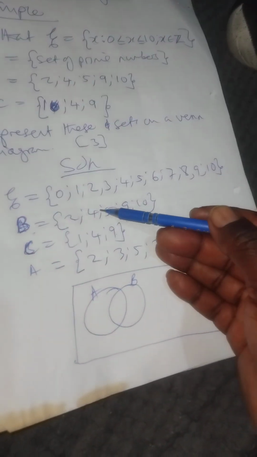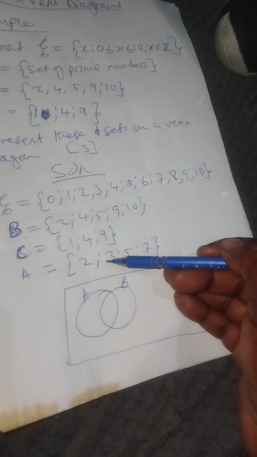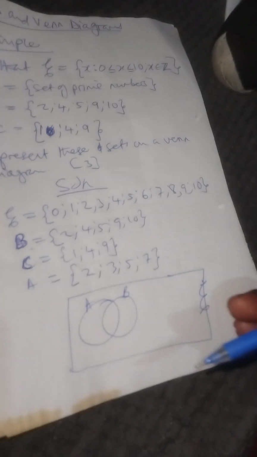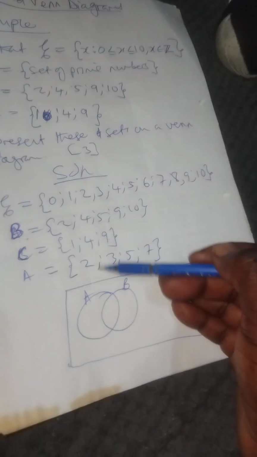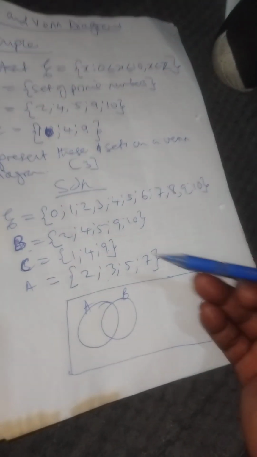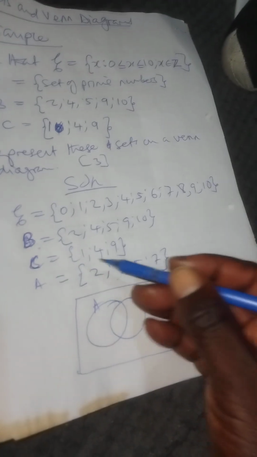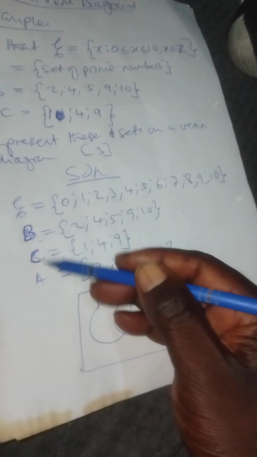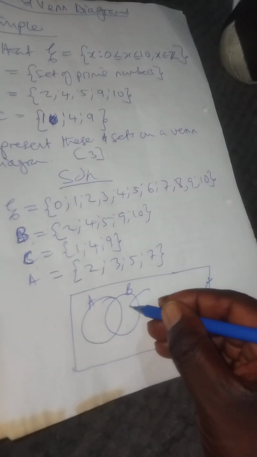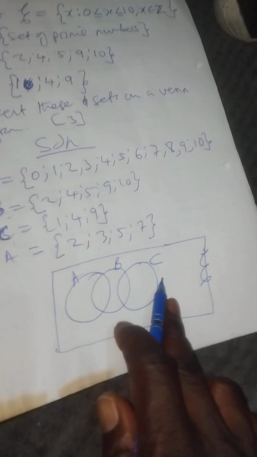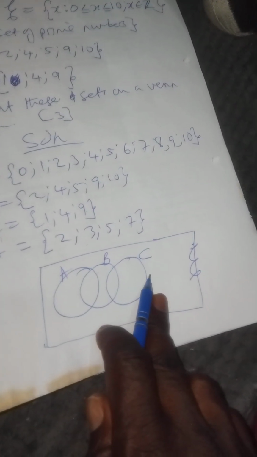What about C and A? C and A, there's nothing in common. Which means A and B are intersecting. Then B and C, they are also intersecting here. A and C, they don't intersect at all. Can you see?